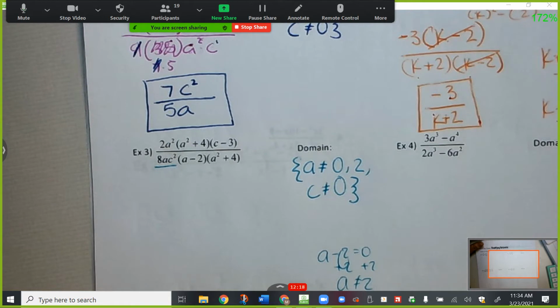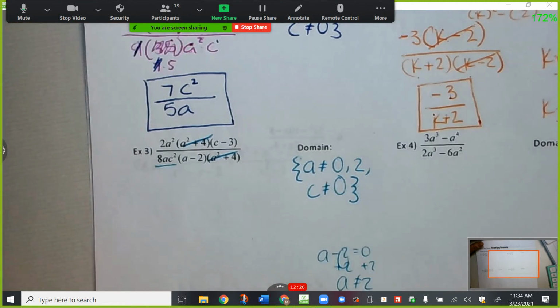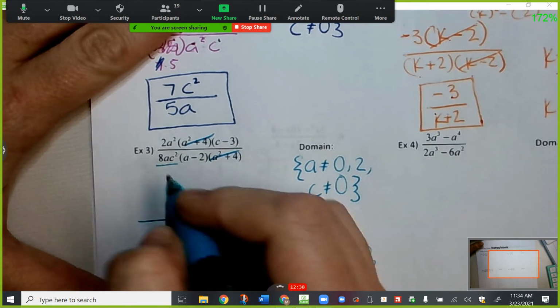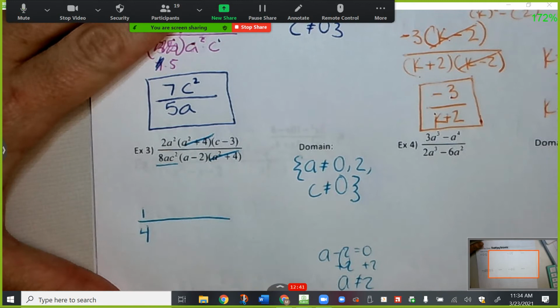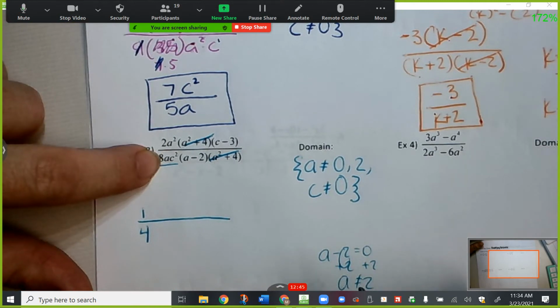What matches? The A squared plus 4s. And you said the 2, so how can the 2 simplify or cancel? You're not wrong. Yeah, it simplifies to 1 over 4. The 2 over 8 simplifies to 1 over 4. Now I have A squared on top and A on bottom. How would that simplify?